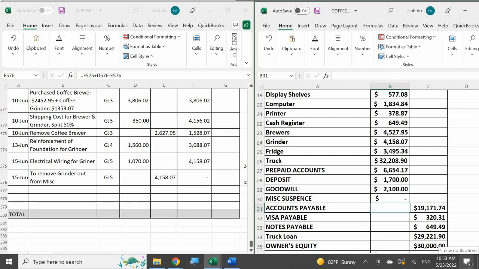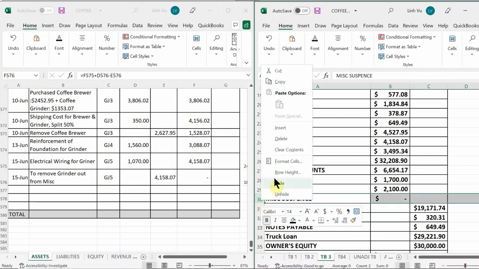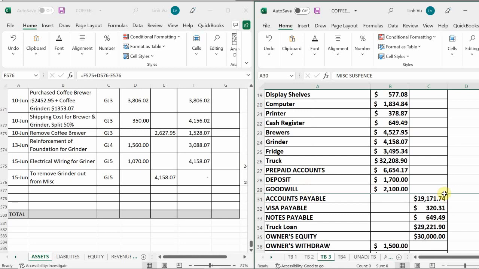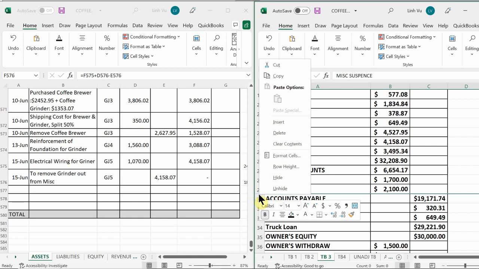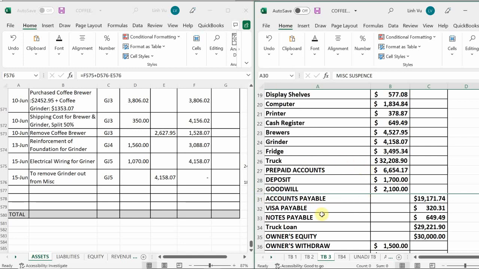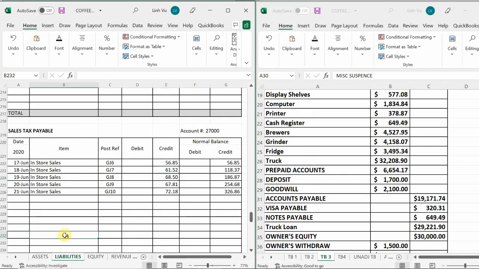Now you have a choice. You can either leave this in here or delete it, because it doesn't affect your balance sheet whatsoever since it's a 0 balance. You could choose to remove it or hide it. In this case, I'm going to hide it. So I don't see it anymore. If I want to unhide it, I just right click it and unhide it. It's still there, we just don't have a purpose to use it right now because there's no account balance.